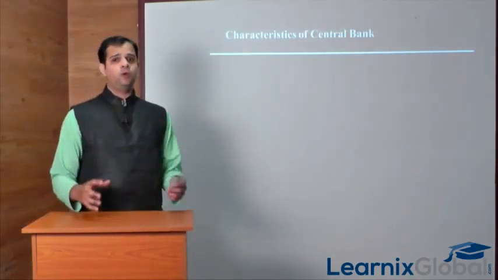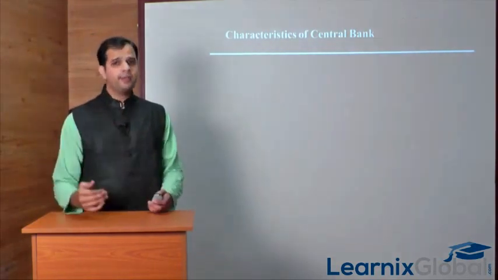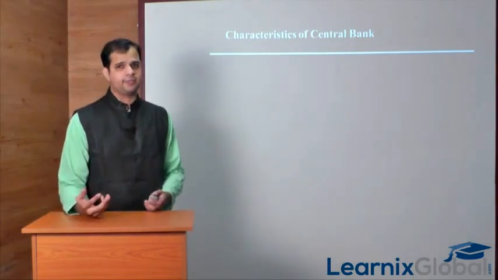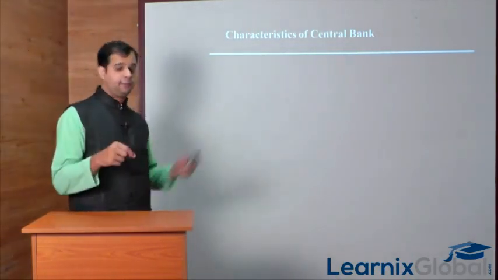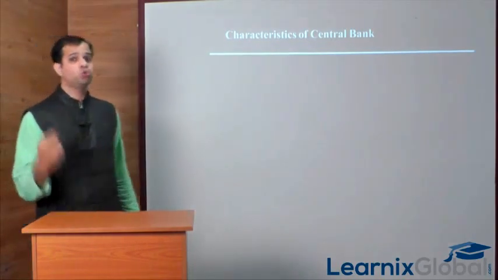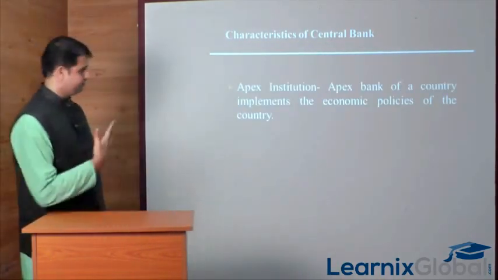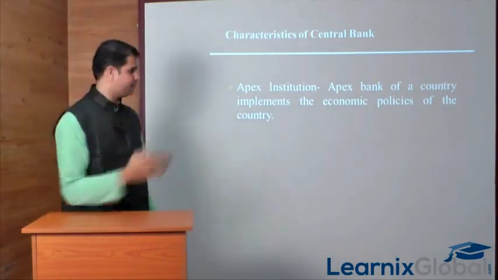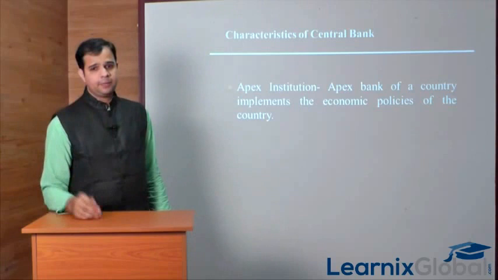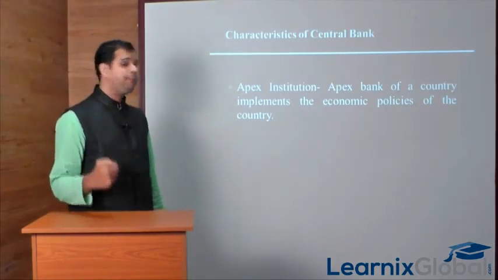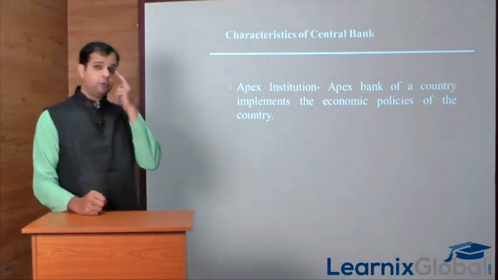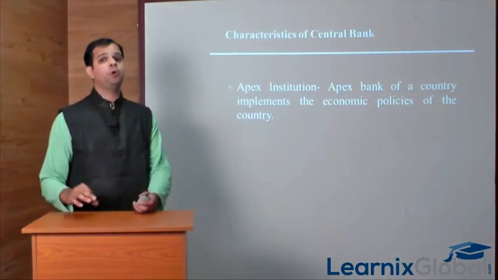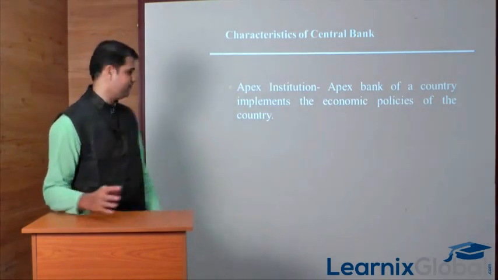Now, once we understood this is the reason why we need a central bank, next we should know what a central bank is and what its characteristics are. If you call something a central bank, these characteristics should be there. Point number 1, it is the apex institution, that is the head of all, the big boss. It is the apex bank of a country that implements the economic policies. Economic policies means those policies which will affect the economy very sharply.